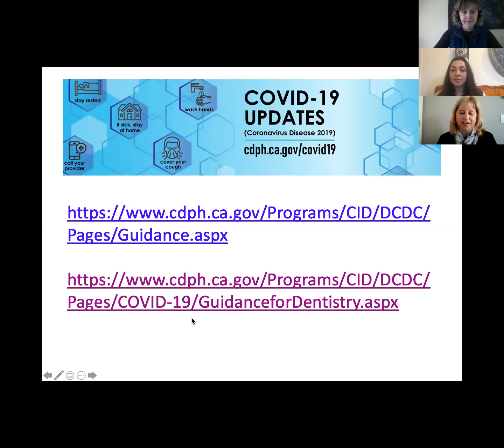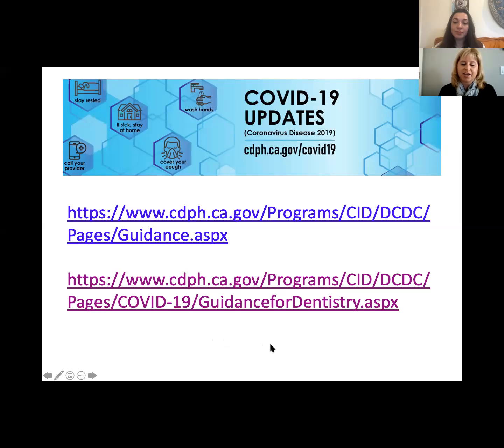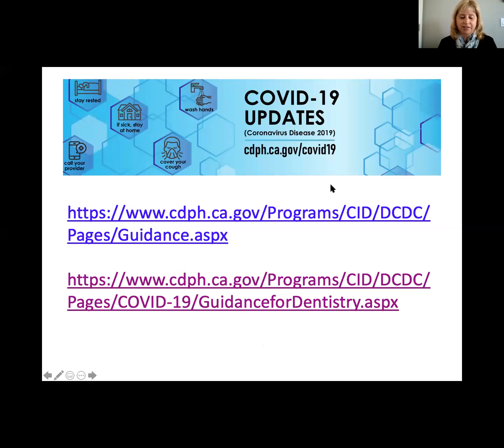By way of an update, the California Department of Public Health, or CDPH, has released the COVID-19 guidance document for dentistry found on the CDPH website under the Guidance tab. The first link shown here is a list of various guidance documents, and the dental guidance is fifth on the list. Or you can use the second link, which will take you directly to the guidance document. This guidance is based on what is currently known about the transmission and severity of COVID-19 and the implications for dental practice. The California Department of Public Health will update this guidance as additional information becomes available.